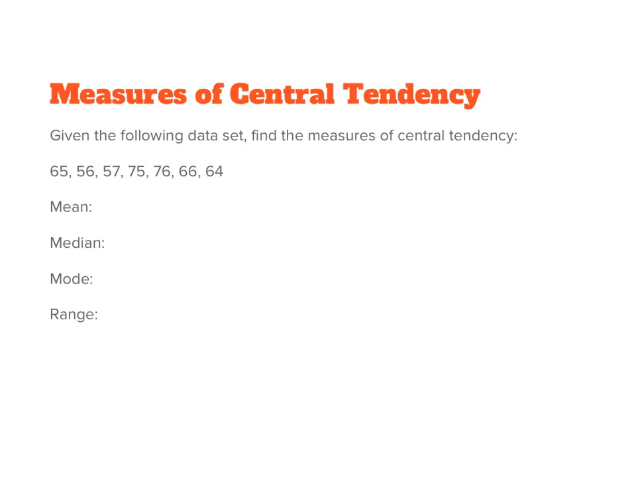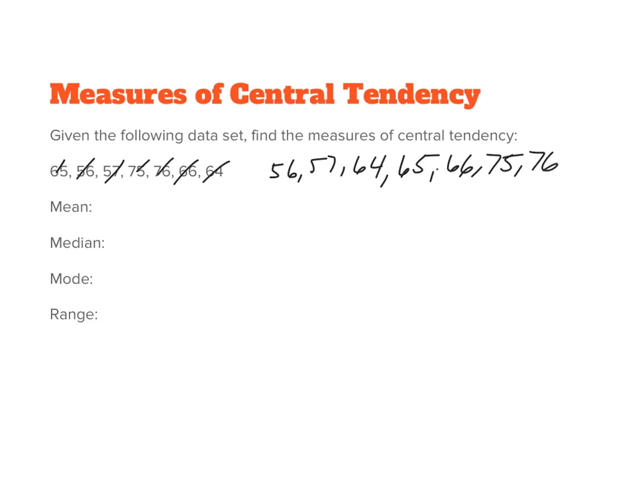So if we're given the following data set, 65, 56, 57, 75, 76, 66, and 64, we're going to find the measures of central tendency. Now, if they're not already in order, we should always start by putting them in order from smallest to largest. So I can start with 56, and then 57, 64, 65, 66, 75, and 76. That way it's just easier as we move on for the rest of them.